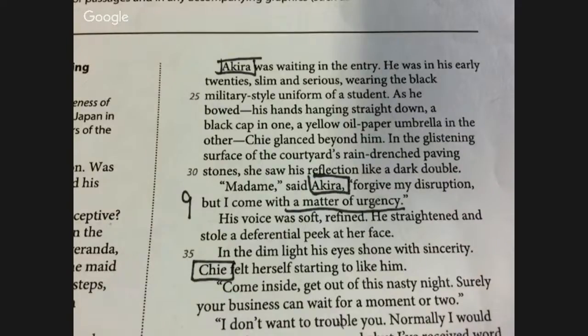All right, we see that this line is the subject of question 9. Why does Akira say his meeting with Chie is a matter of urgency? Well, we can't answer that yet, so I guess we'll just keep reading.